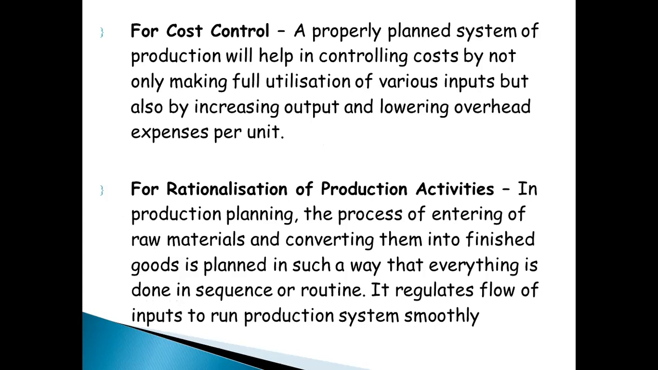So for cost control, a properly planned system of production helps in controlling cost by not only making fuller utilization of inputs but also by increasing the output, right? Why we need PPC: for rationalization of production activities. In production planning, the process of entering raw material and the conversion activity, we have to plan in such a way that everything is done in sequence or in a routine manner, which should regulate the flow of inputs to run the production system smoothly, right?